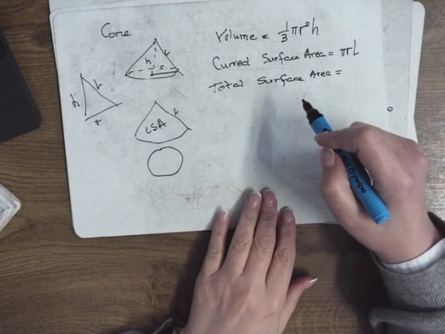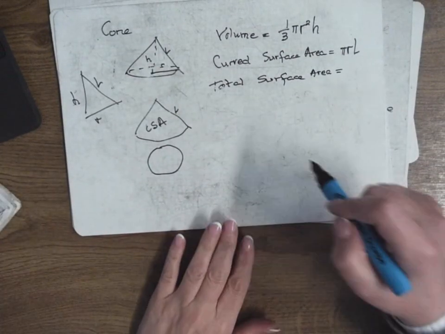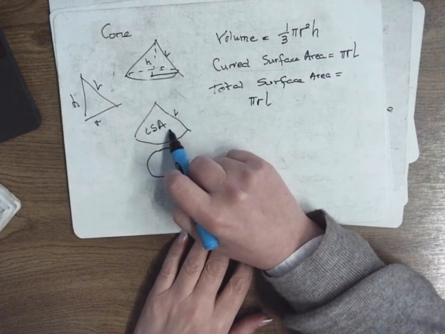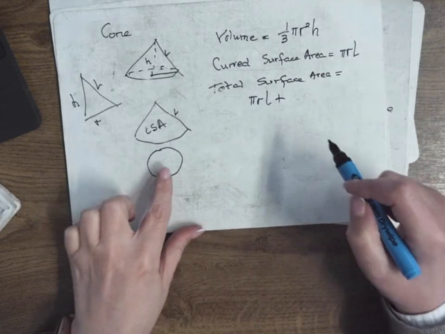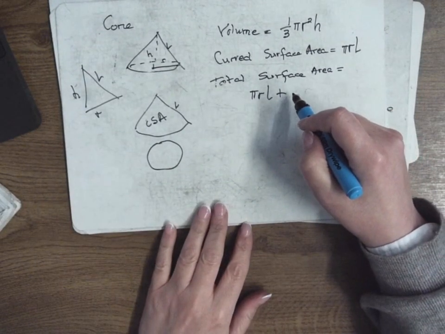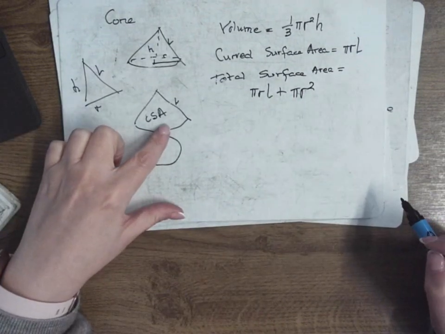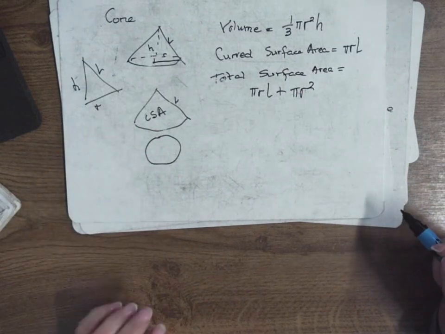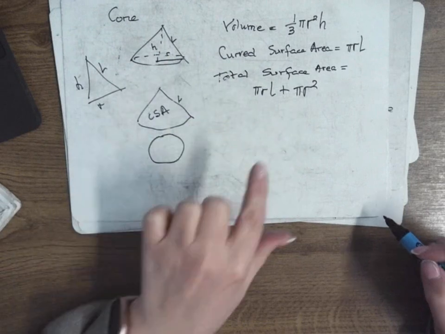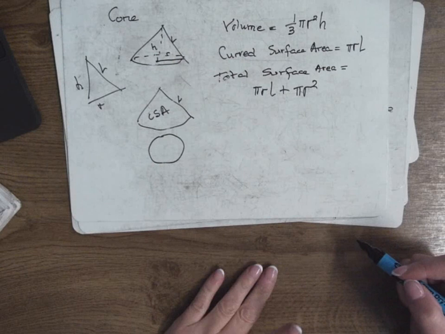The total surface area, girls, is not in the log tables. You have to use your head. It's the curved surface area, which is this bit, plus this bit. What is this bit? This is a circle. What's the formula for the area of a circle? Pi r squared. So you have to use that one and add on the circle. As I say, that's not in the log tables. The curved surface area is, but you have to recognise to add on the extra circle. Are we good with that?